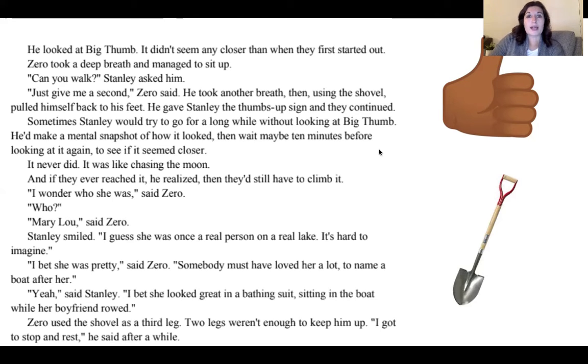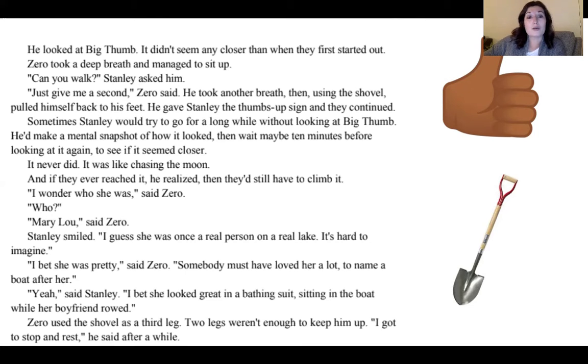Sometimes Stanley would try to go for a long while without looking at Big Thumb. He'd make a mental snapshot of how it looked, then wait maybe 10 minutes before looking at it again to see if it seemed closer. It never did. It was like chasing the moon. And if they ever reached it, he realized that they'd still have to climb it.